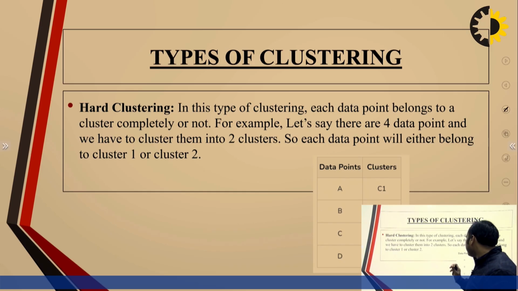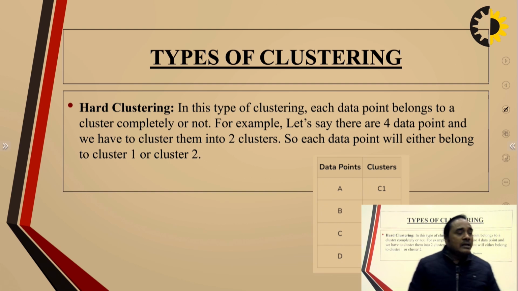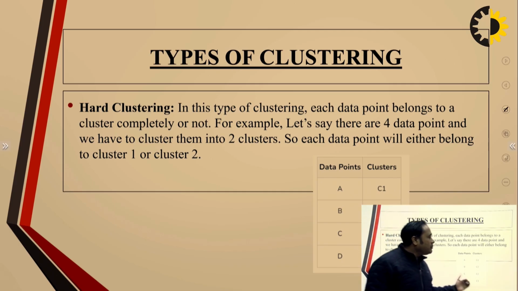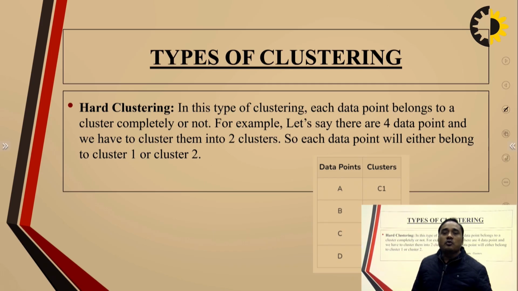2 clusters. So each data point will either belong to cluster 1 or cluster 2. Which one belongs to cluster 1 and which one belongs to cluster 2? So we have 2 groups, cluster 1 and cluster 2, and we can easily find out which one belongs to this party and which one belongs to that party on the basis of the cluster.